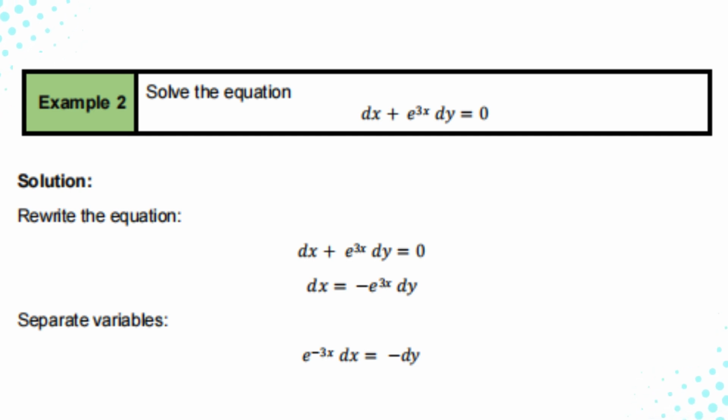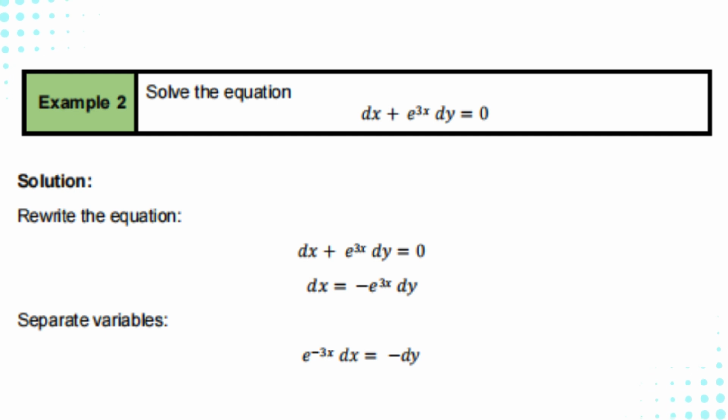Solve the equation dx plus e raised to 3x dy equals 0. Solution: we're going to rewrite the equation. This is a first-order separable differential equation. It's written in differential form, which is perfect for separation. So rewriting it, dx plus e raised to 3x dy equals 0. dx equals negative e raised to 3x dy.